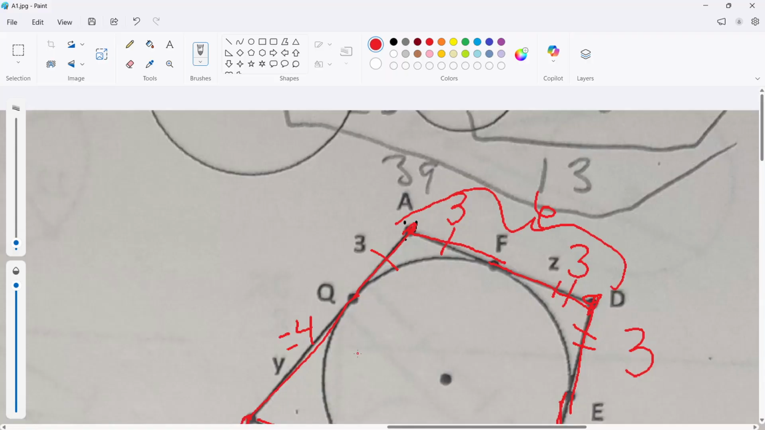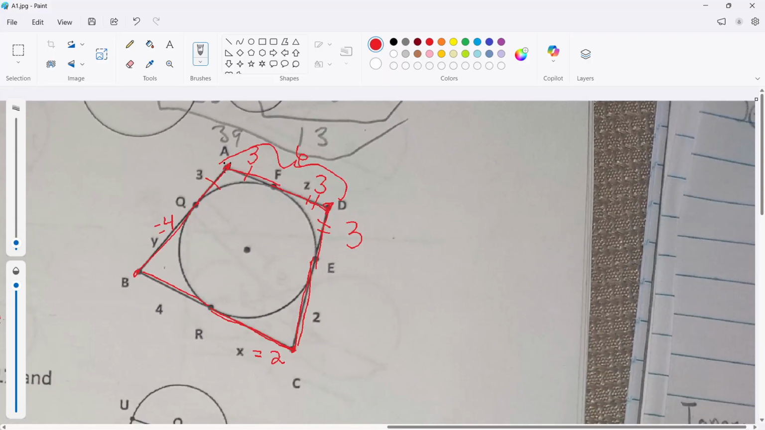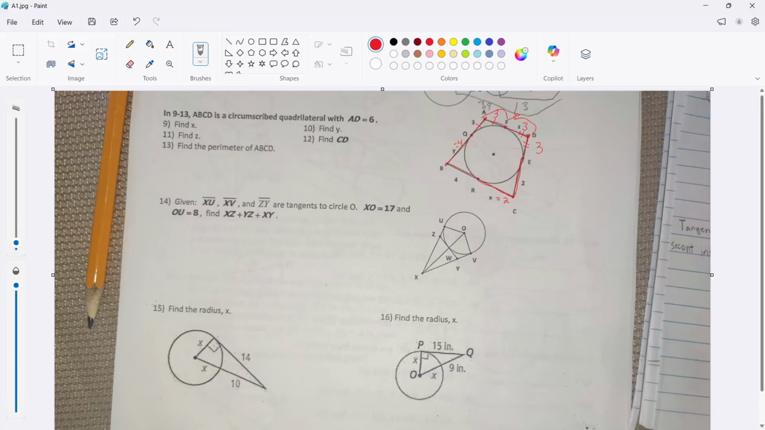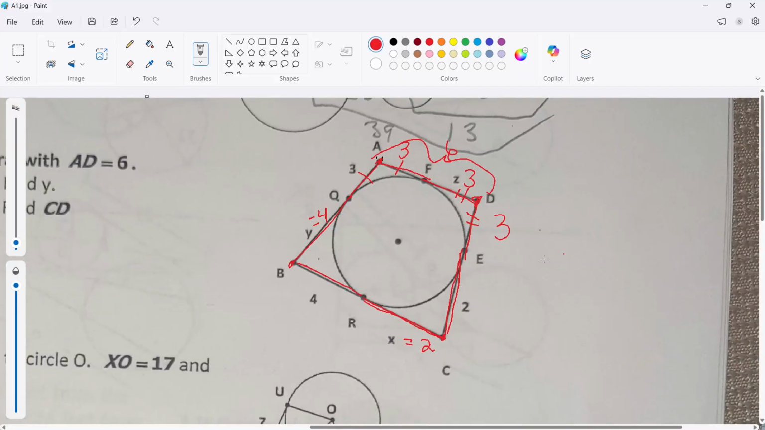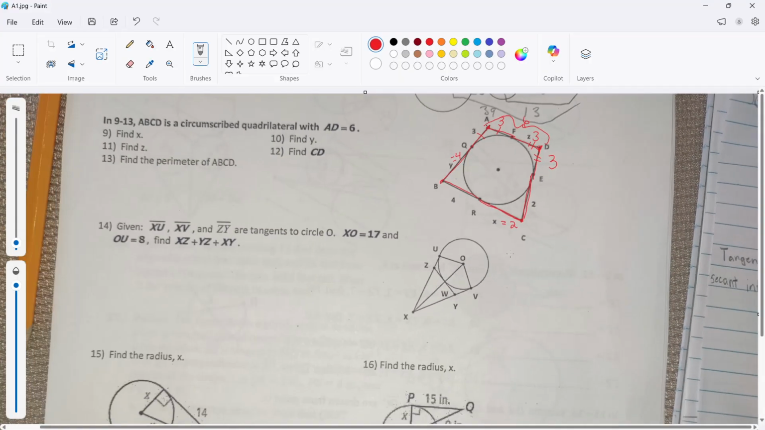And I think I've given all the segments, so let's see what it's asking for. It says find X. Well, I can't zoom in good enough. X is equal to 2. Number 10, Y is equal to 4. Z is equal to 3.